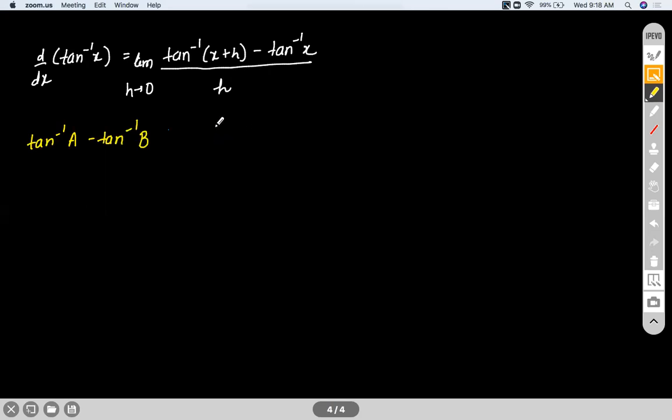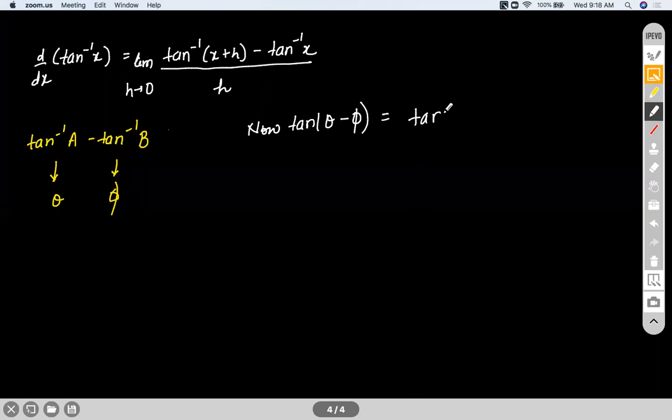Correct? Yes or no? Yes. Nothing to worry. Let's say this is your angle theta and this is your angle phi. At the end of the day, tan inverses are some angles, isn't it? Any inverse trig function is an angle at the end of the day. So let's say that angle is theta and this angle is phi. Now, let us begin with the formula of tan of (theta minus phi). What is that? Tan theta minus tan phi by 1 plus tan theta tan phi.